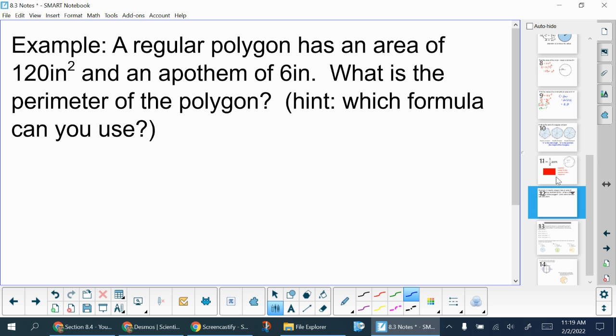So one example here I think is all we're going to do. A regular polygon has an area of 120 square inches and an apothem of 6 inches. What is the perimeter of the polygon? So we're actually using one of these formulas backwards right off the bat. Here's a big thing to think about.